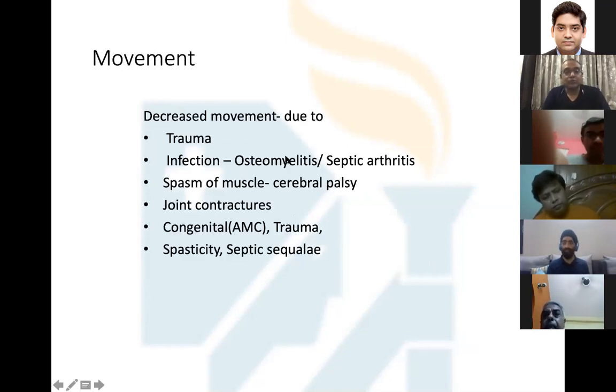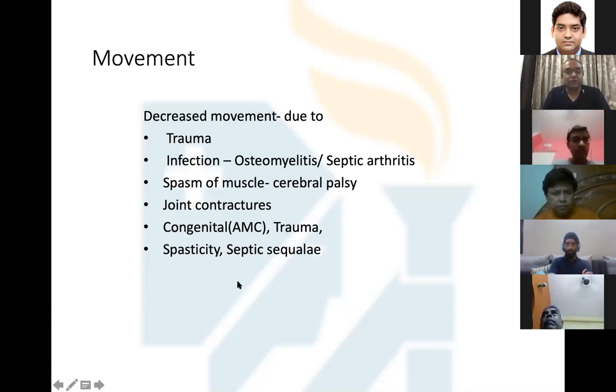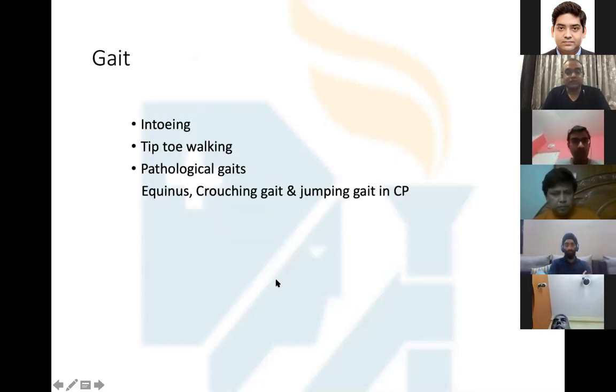And coming to the examination of movements, they can be reduced, and the common causes for reduction may be infection, trauma, and cerebral palsy. And also if there are any contractures, like amyoplasia, arthrogryposis multiplex congenita, or spasticity, or any septic sequelae.